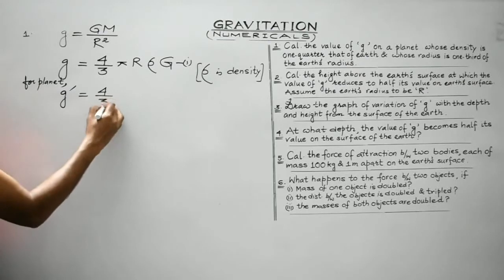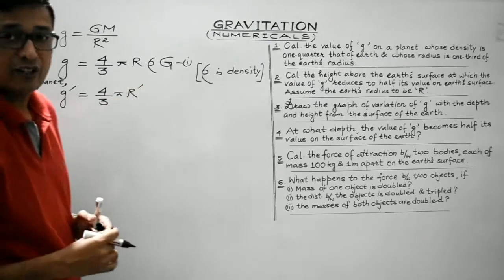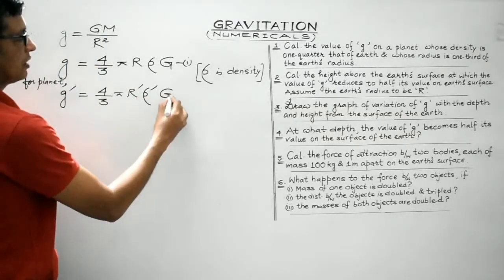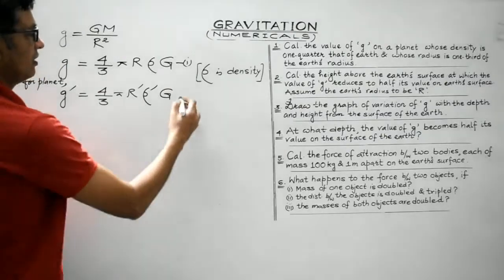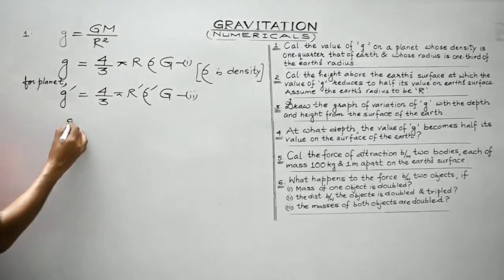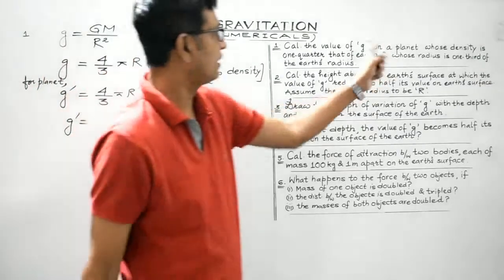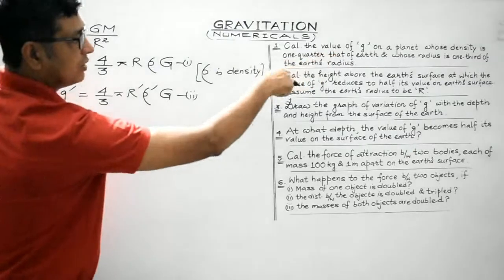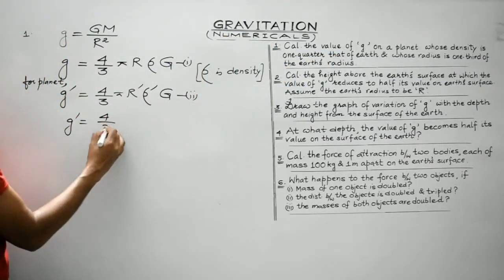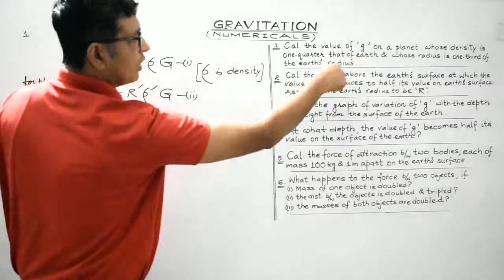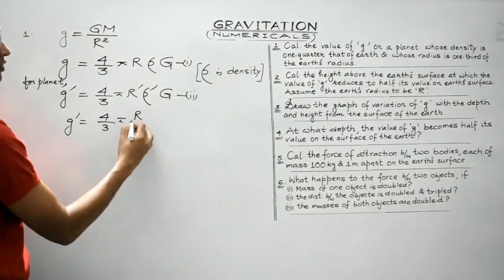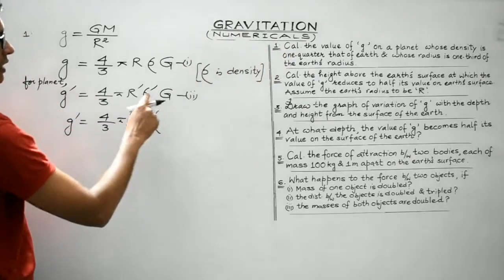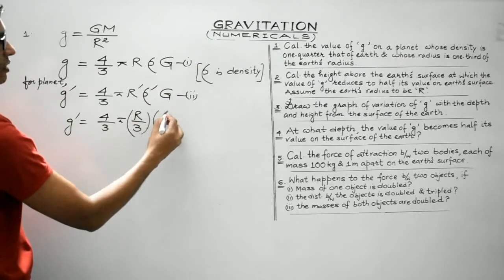It will be equal to 4/3 π r dash ρ dash G. R dash would be the radius of the planet. Rho dash would be the density of the planet. The rest, 4/3 π and capital G, are constant, isn't it? Now, as per the question, it is given that the density is 1/4 that of the Earth, and the radius is 1/3 that of the Earth's radius. So r dash is R/3. Rho dash is 1/4 of the Earth's density, so rho dash is ρ/4.